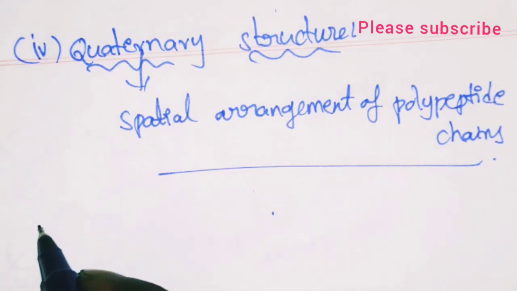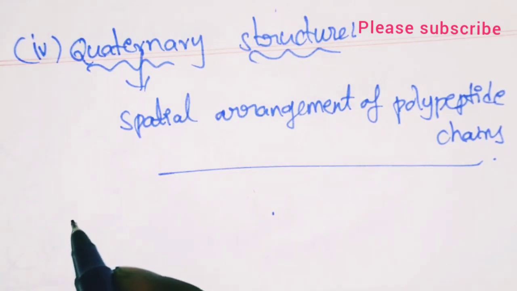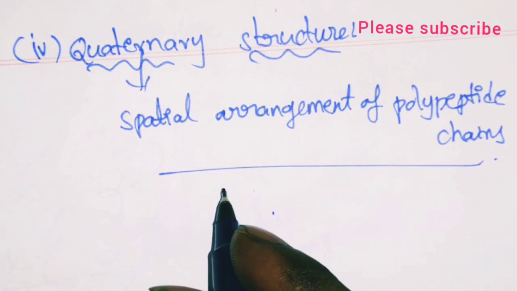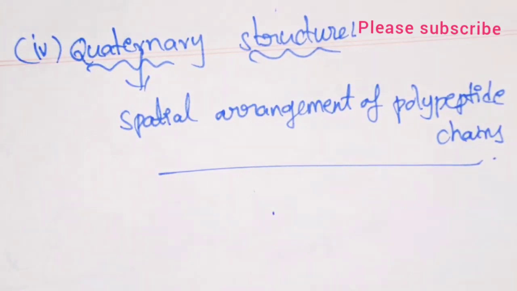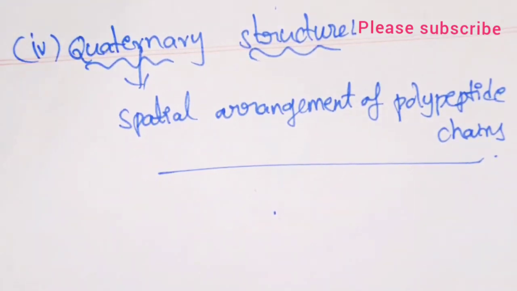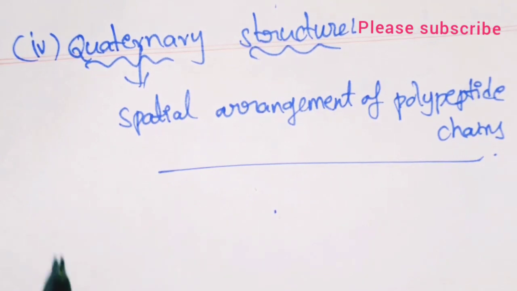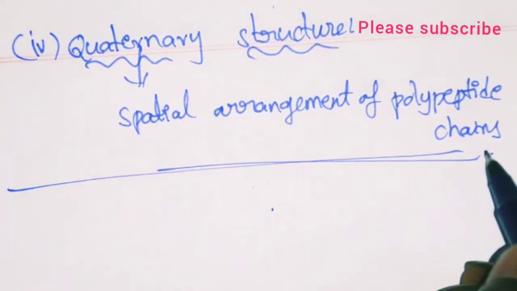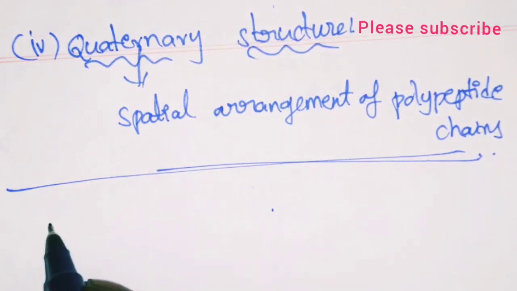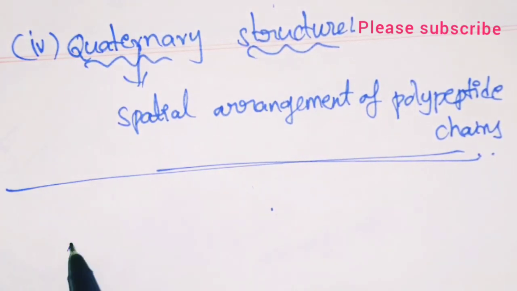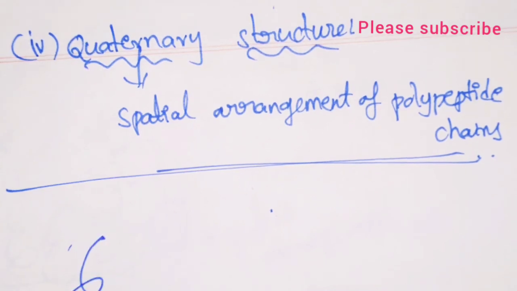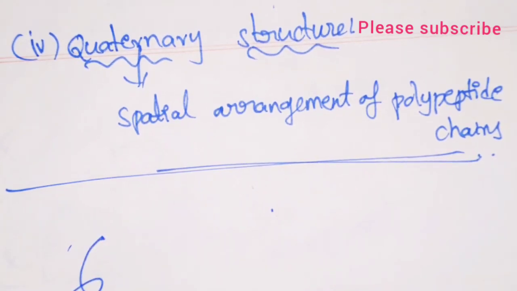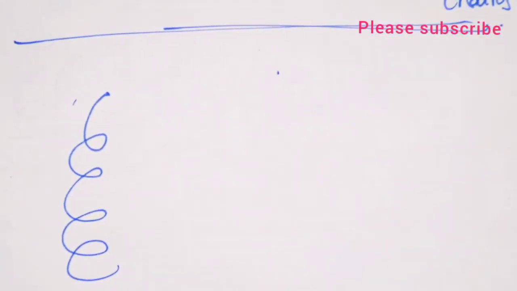Everyone should remember some proteins are there. Proteins are made of two or more polypeptide chains, so those are called subunits. If it contains two polypeptide chains, there are two subunits. Three polypeptide chains means there are three subunits. Suppose I take one of the proteins, the secondary structure alpha helix. I will take one alpha helix like this. This is the alpha helix.